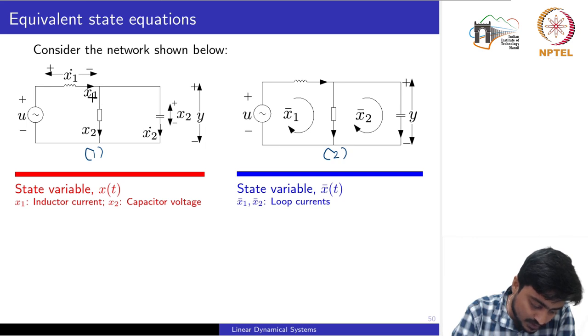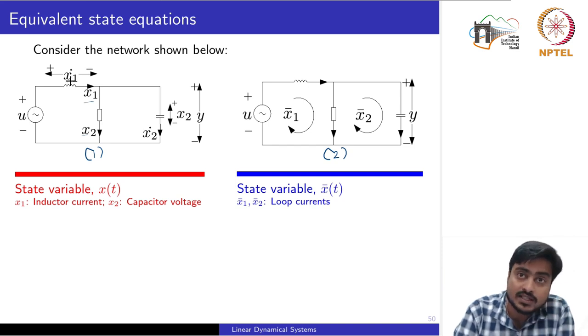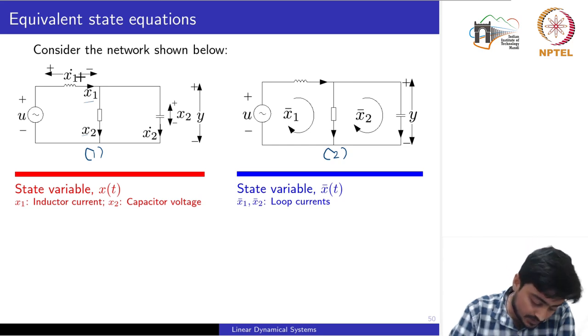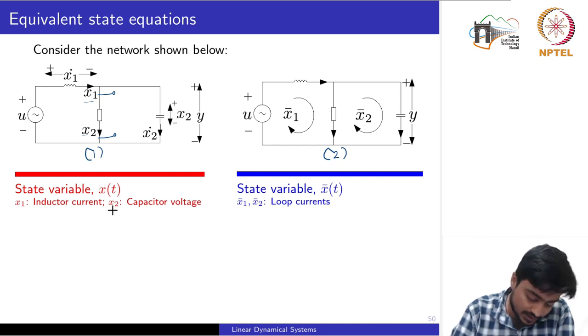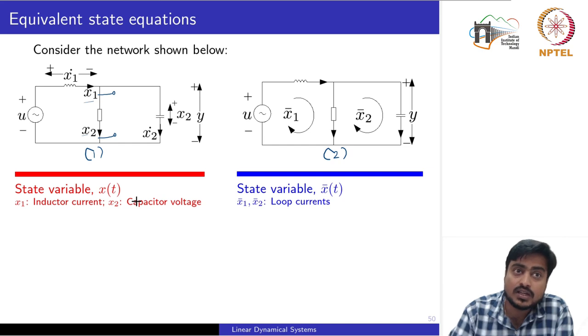In the first figure we define two state variables x1 and x2, where x1 is the current flowing inside the inductor in this branch. Naturally, the voltage across this inductor is given by the derivative of x1. Second, x2 is the voltage across the capacitor. Here x2 is flowing inside this branch, which is the resistor. If I compute the voltage across this resistor, it is equal to x2, and the same voltage would also be across the capacitor. That's why we denote x2 as the capacitor voltage, or the current flowing inside the resistor branch.